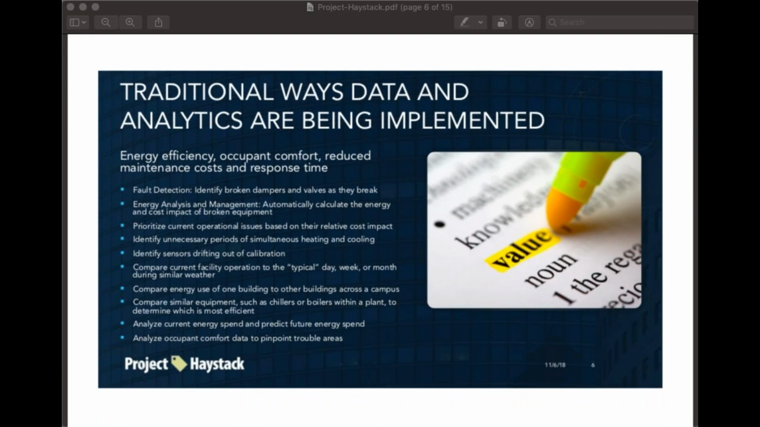So one of the things Jim and I talked about in preparing for this is how the conversation around data is changing. Over the last number of years, the first thought of analytics and buildings, when you combine those two terms, is achieving energy efficiency, comfort, reduced maintenance, and response time. You're really talking about applying analytics for fault detection, identifying equipment problems and issues, so you can respond more quickly and efficiently.